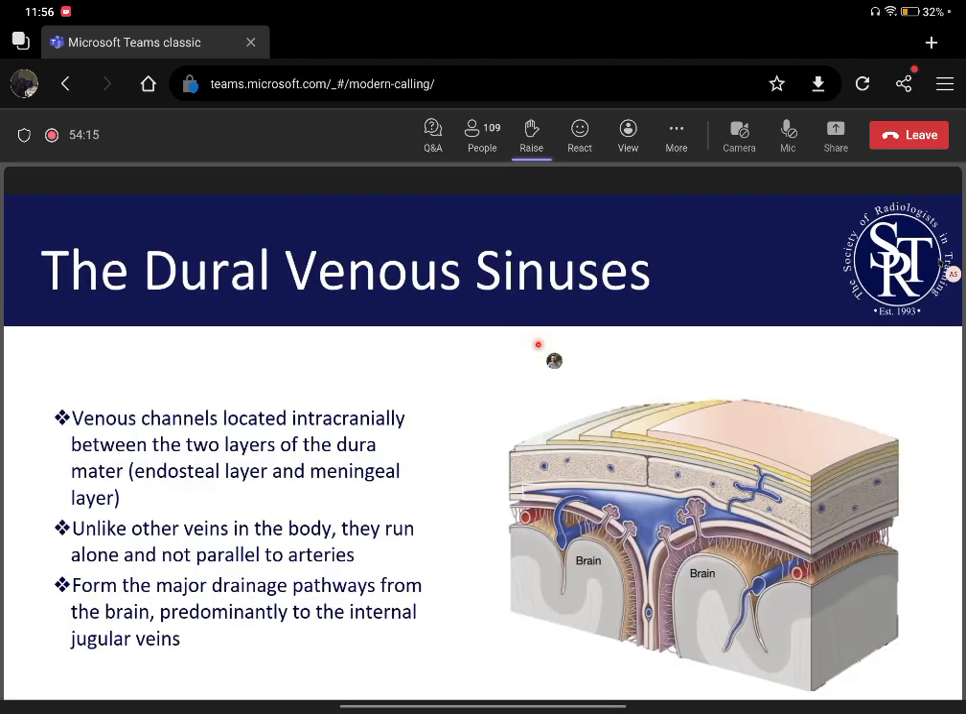Yep. So starting with the dural venous sinuses, these are channels between the two layers of the dura, between the endosteal and the meningeal layer, where blood basically will be drained. And unlike all other veins, they don't run parallel with arteries. They are just coursing on their own here. And they are the major drainage pathway, and they both end up in the internal jugular veins on either side, and that's how the venous system is draining the brain.